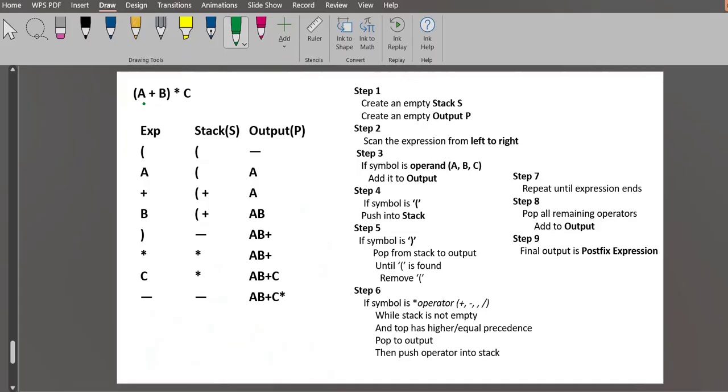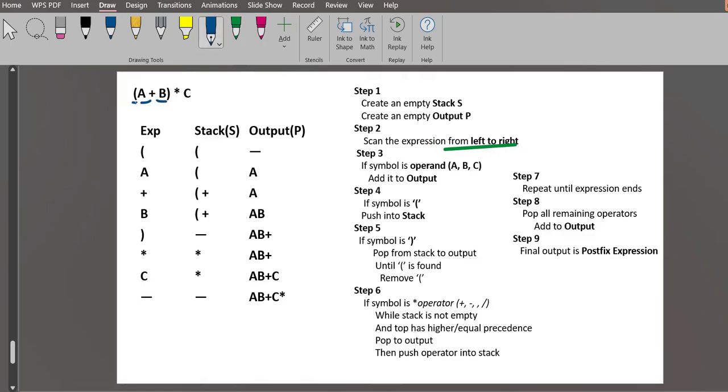So this is the same algorithm I am writing for your understanding, so that you become familiar with the algorithm. All right. Now let's check out this one. We have to go from left to right. We are going left to right. Okay. So we have A, B.